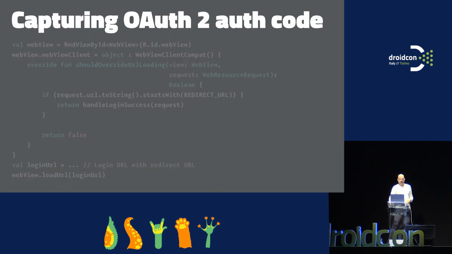How do you do that? Well, you get your WebView. You create the instance of WebViewClientCompat, and you override shouldOverrideUrlLoading. And in that one, I check here, did I get the redirect URL that I was asking for? Is that the page we're trying to load right now? If it is, handle this login success. Otherwise, return false, which means we're not going to handle this, act as usual. And then you just create your login URL, which opens the login dialog, and load that one. So this is how you do that thing.